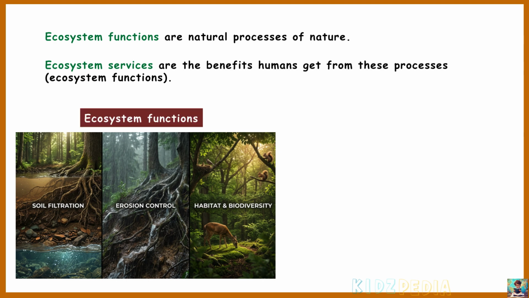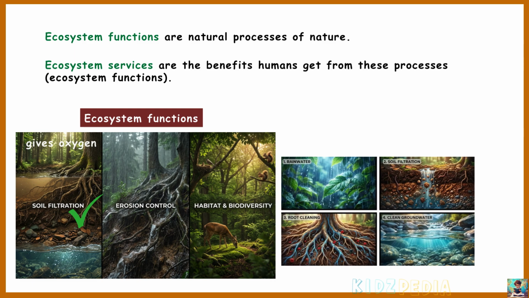Ecosystem functions are the natural activities of nature. For example, trees give oxygen, forests filter water. How does a forest filter water? Rain falls on the forest, soil acts like a filter, roots help clean water, and water slowly seeps underground. So, forests filter water as soil and roots trap impurities and allow clean water to seep into the ground.